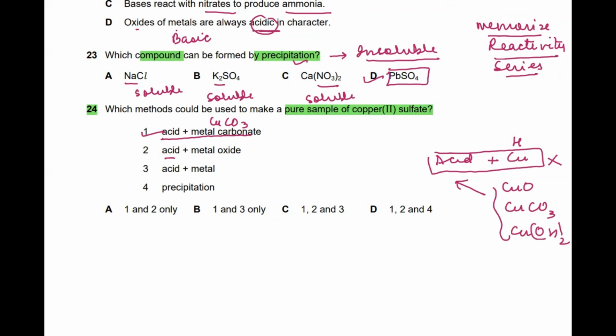Which method could be used to make copper sulfate? Acid plus metal oxide. This can also react, but acid and metal will not react, as I told you here. And similarly, this is not going to be a precipitation reaction, okay, because you are getting a soluble salt. So 1 and 2 are correct. So option A is correct.